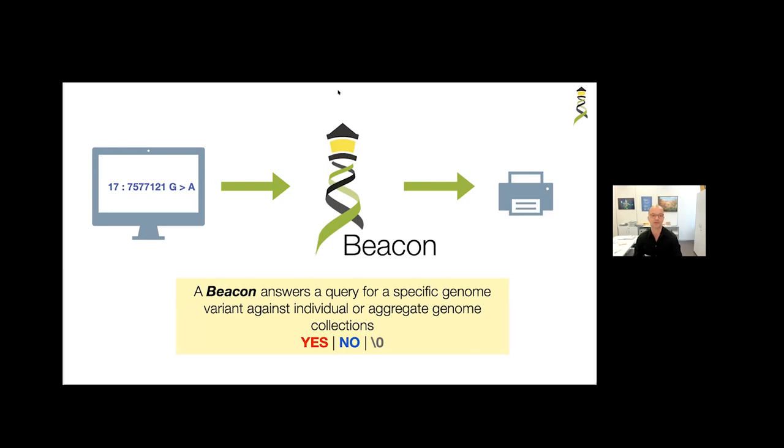So what's a beacon? A beacon is basically an API. It's a piece of software which answers a query for a certain genomic variant, formatted in a certain way. Here you would see: on chromosome 17 at this position, has the G been replaced with an A in the sequence. So a beacon answers a query for a specific genome variant against individual or aggregate genome collections. It doesn't have to be sample-specific collections, but could be aggregate collections where just frequencies for such alleles are stored.